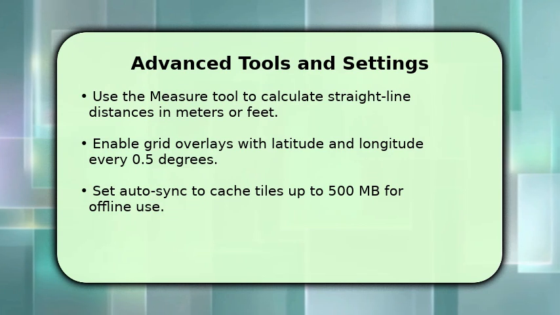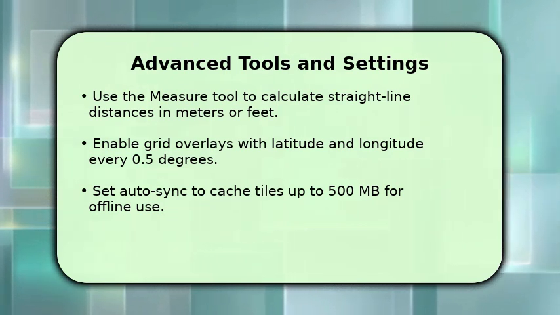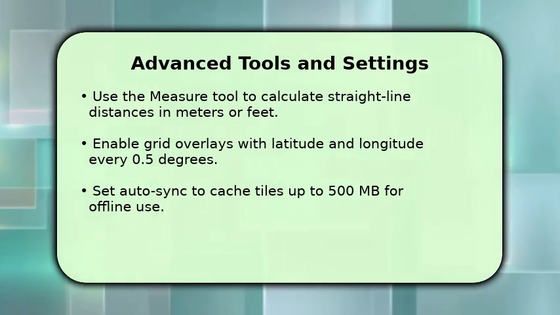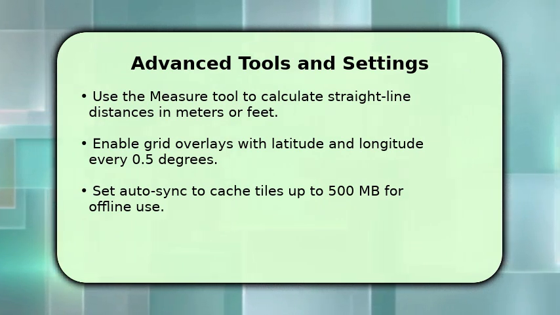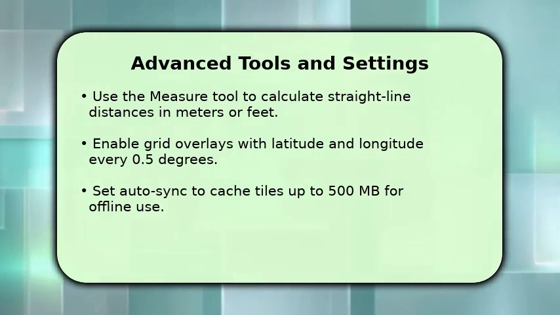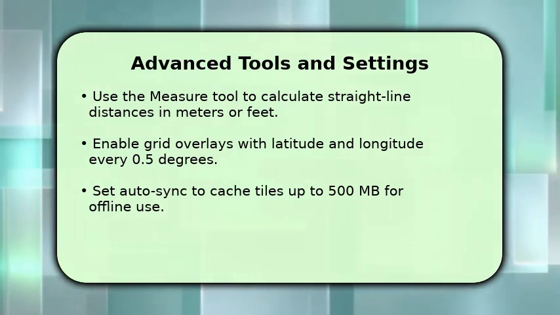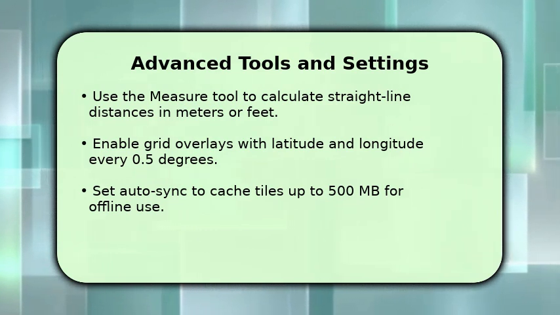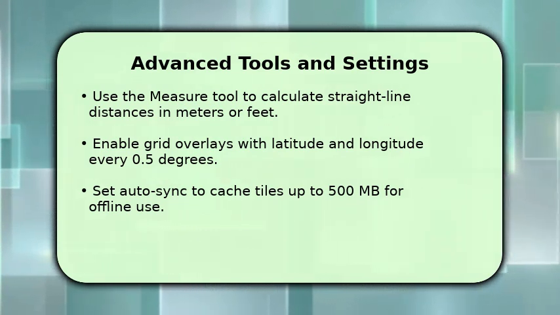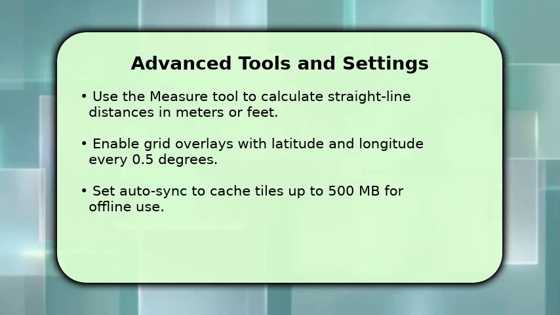Use the measure tool to calculate straight line distances in meters or feet instantly. Enable grid overlays to show latitude and longitude lines every 0.5 degrees for precise navigation. Configure tile caching and set AutoSync to store up to 500 MB of map tiles for offline use.